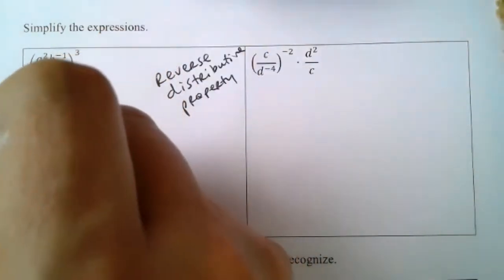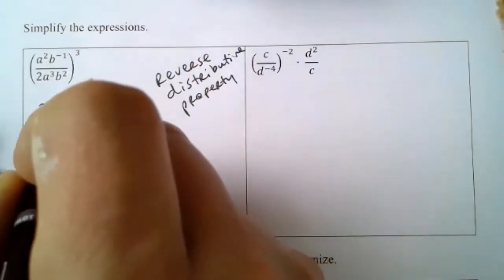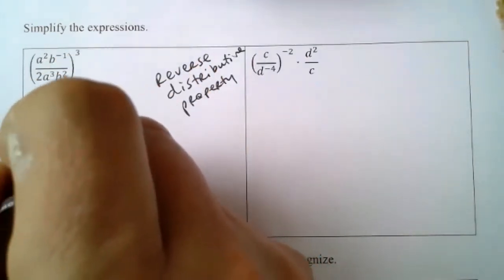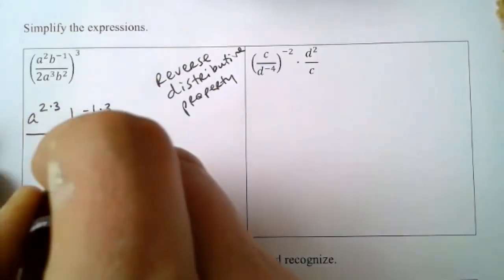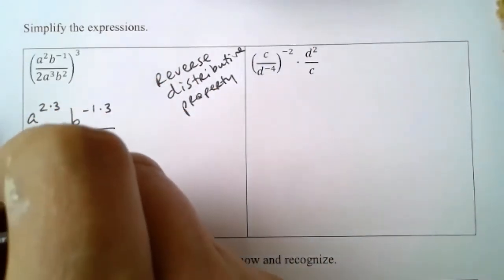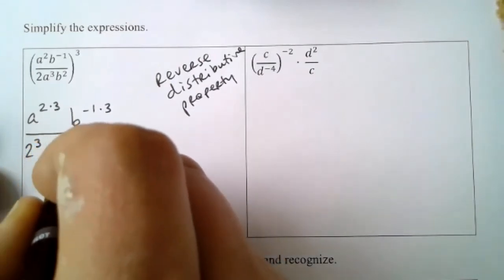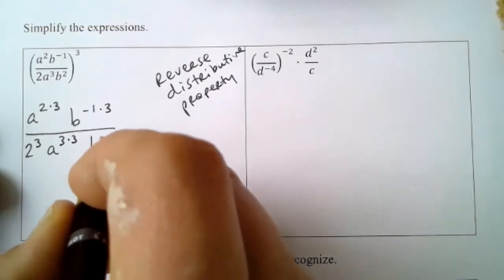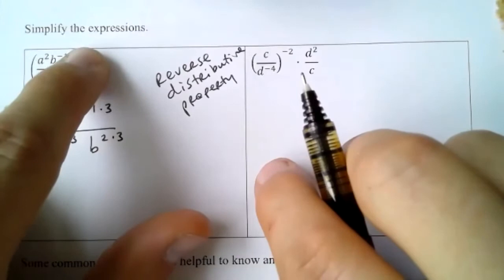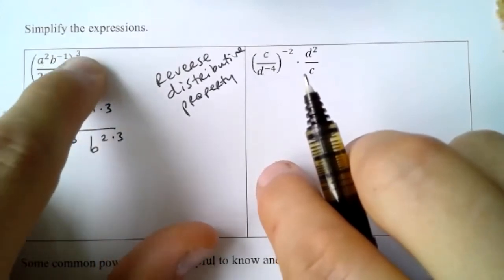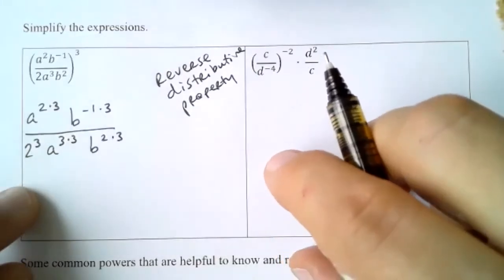And so how is that going to look? So we're going to have a squared times 3, a to the 2 times 3, then we're going to have b to the negative 1 times 3 on top. On the bottom, we're going to have 2 to the 3rd power, a to the 3rd times 3, and then b to the 2nd times 3. That's what's going on here. Every exponent gets multiplied by 3 in this situation. This is a power to a power, so you multiply the exponents.